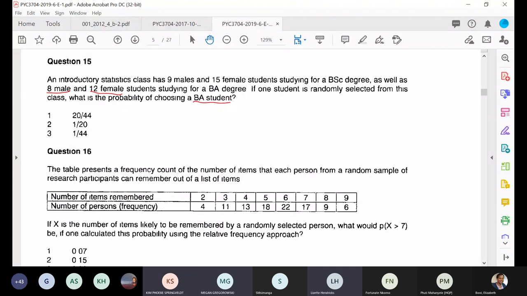Number one, 20 out of 44. There are 20 BA students out of 44. Number one. Isn't it the same as what, frequency? We did about frequency, expected frequency also. No. That is number one.